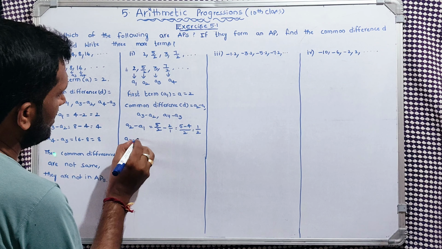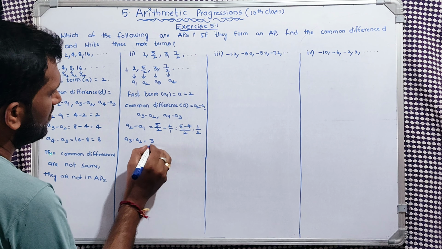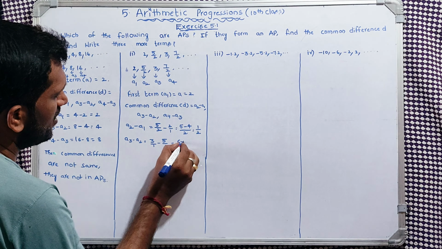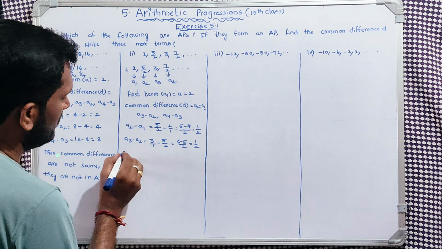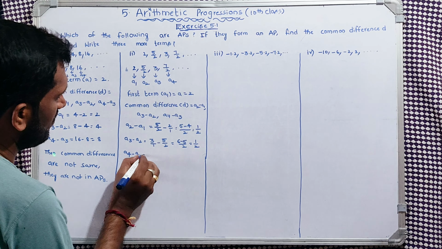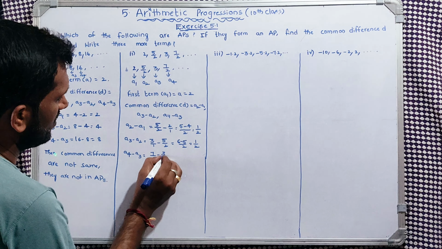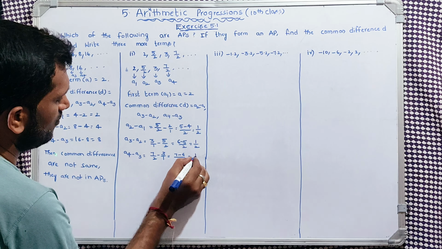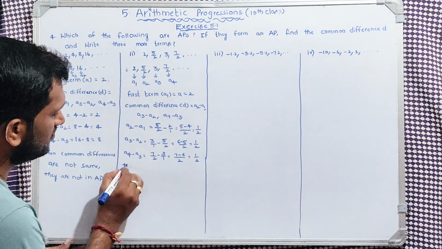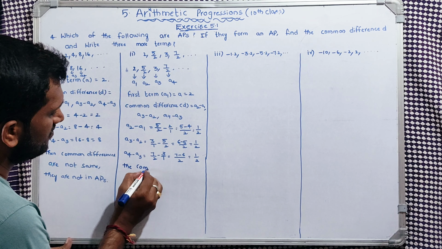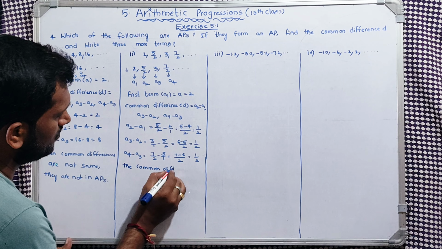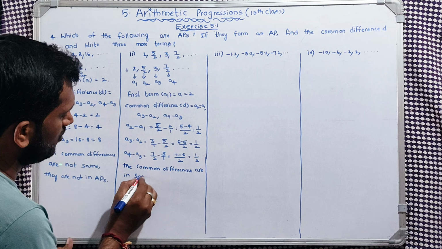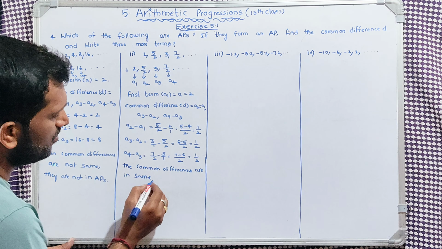Next, A3 minus A2. A3 means 3 by 1 minus 5 by 2 equal to 6 minus 5 by 2 equal to 1 by 2. Next, A4 minus A3. 7 by 2 minus 3 by 1 equal to 7 minus 6 by 2 equal to 1 by 2. The common differences are the same. All of them are equal to 1 by 2.